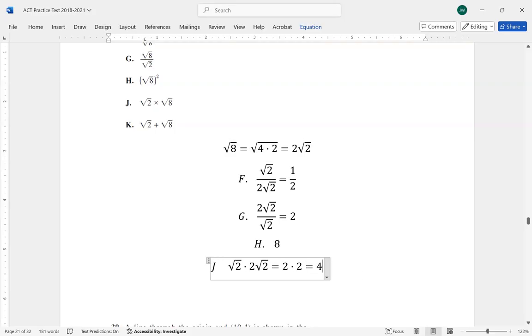Again, notice all of these options, F, G, H, and J, all turn out to be rational numbers. The only one that doesn't is option K, because that's the square root of 2 plus 2 times the square root of 2. So you end up with 3 times the square root of 2, which is irrational. So the only irrational number that we have here is option K. So K is the answer to question 38.